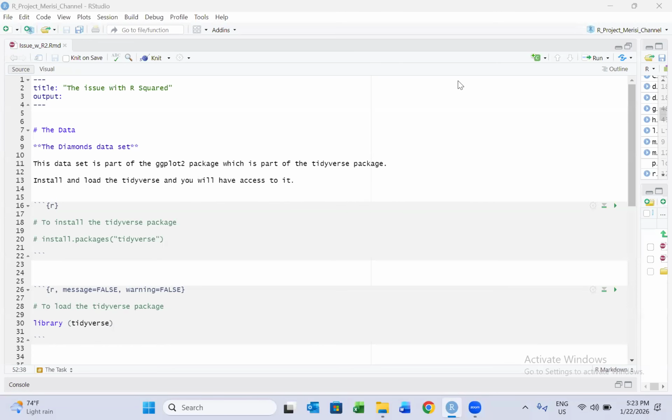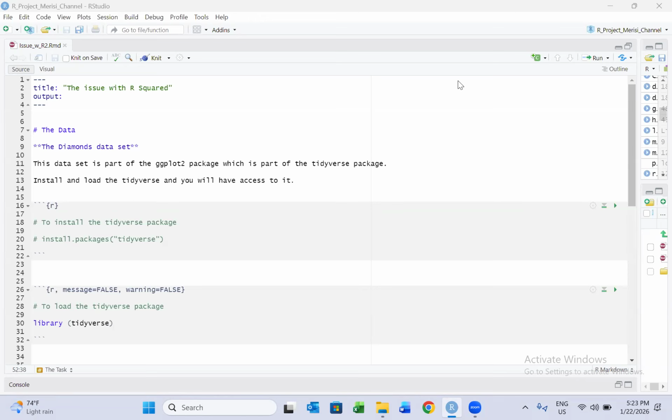All right, folks. Today I'm going to talk about the problem with using R squared. R squared is probably the most famous regression metric out there, and I want to discuss with you why the information provided by R squared is actually very limited. R squared is also known as the coefficient of determination.